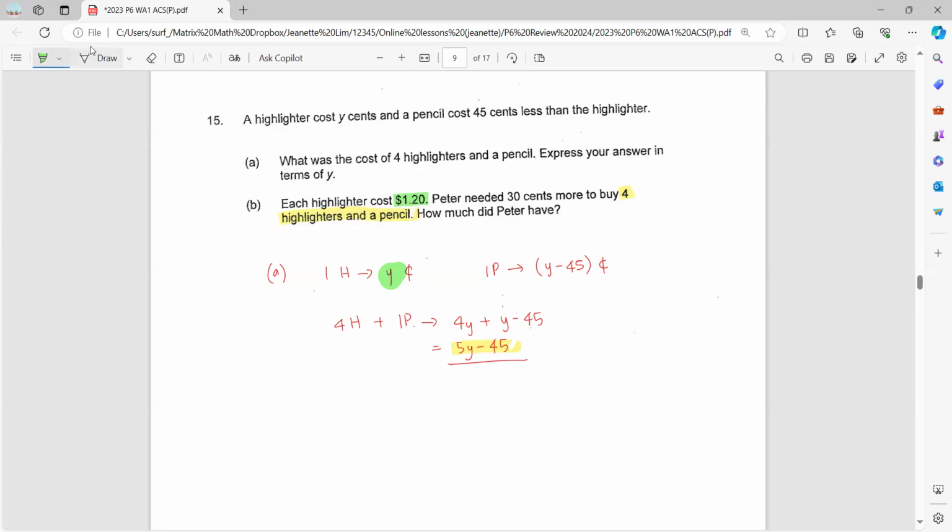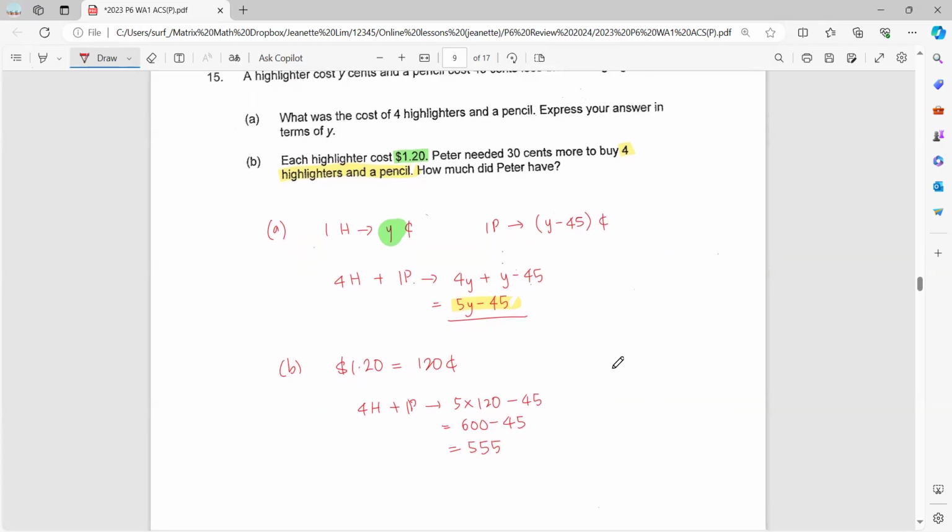So in terms of cents, $1.20. Be careful, we have to convert it to cents because y is in cents. So y is equals to 120. I just need to find the cost of 4 highlighters and 1 pencil. 5 times y, which is 120, minus 45, is 555. So this is still in cents. I will now change to dollars.